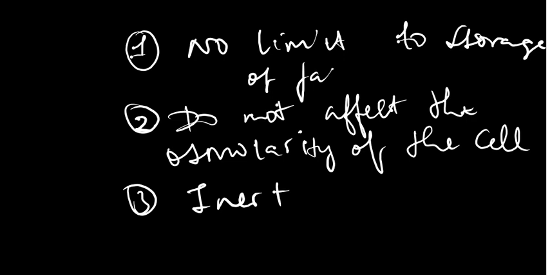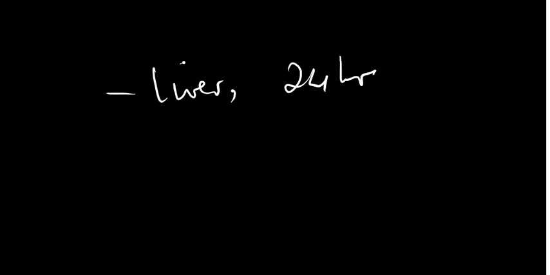Next thing that we're going to learn is storage of glycogen. Glycogen is stored in small amounts, for instance in the liver as well as the muscles. However, glycogen provides energy for only up to about a day, which is 24 hours. And glycogen is also polar. This is to tell you that it does affect the osmolarity of the cell.